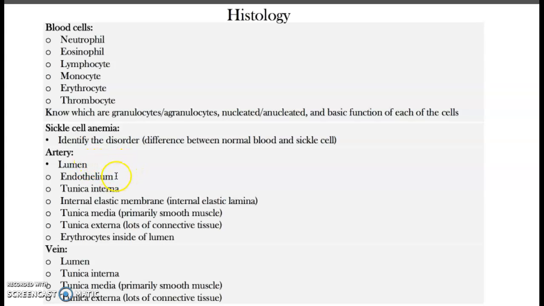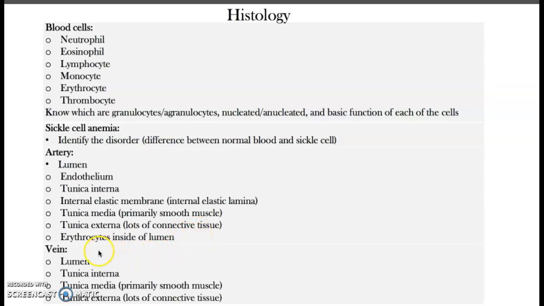Then we have the tunica interna, which is the internal or innermost layer. In the tunica interna, we have the endothelium. Then we have the tunica media, which is primarily smooth muscle. Between the tunica interna and the tunica media, we have the internal elastic membrane. Then we have the tunica externa, which is made of connective tissue.